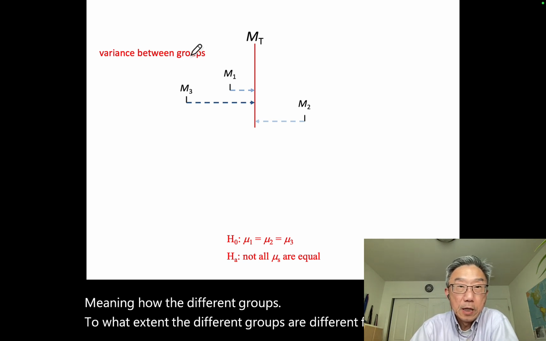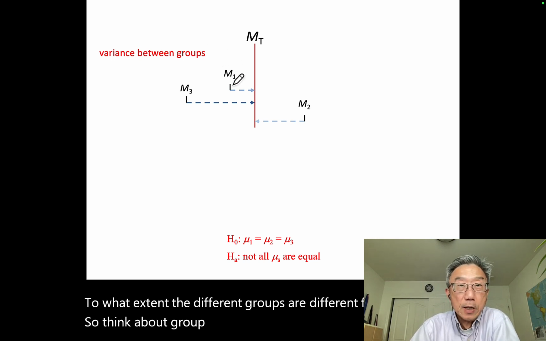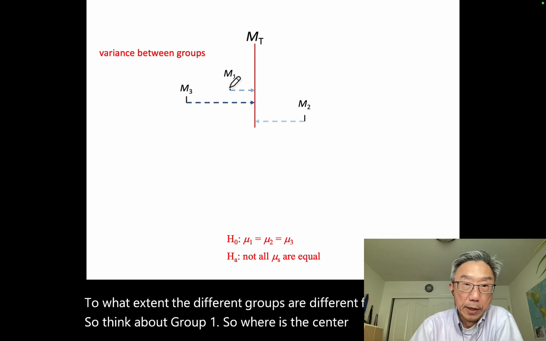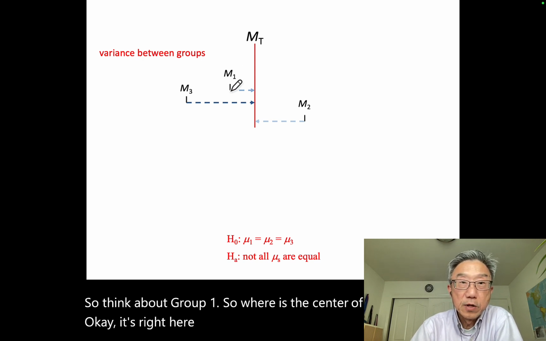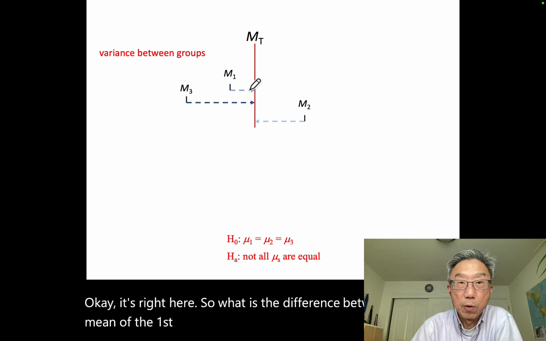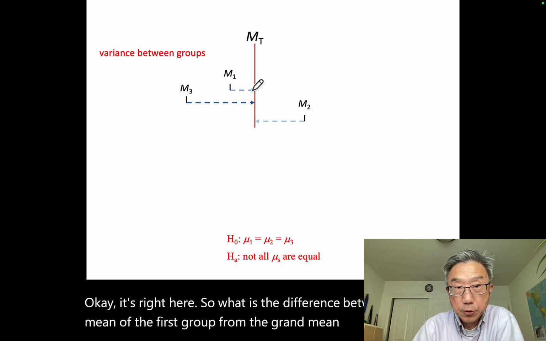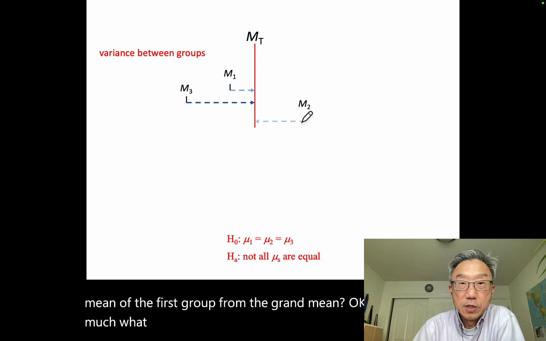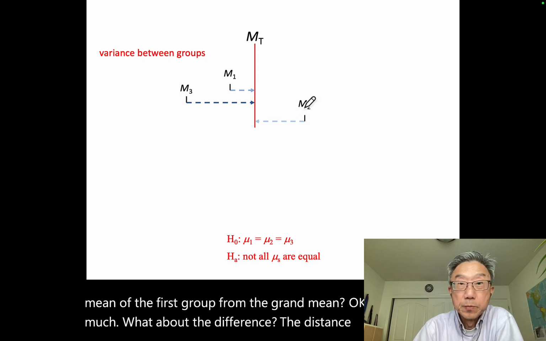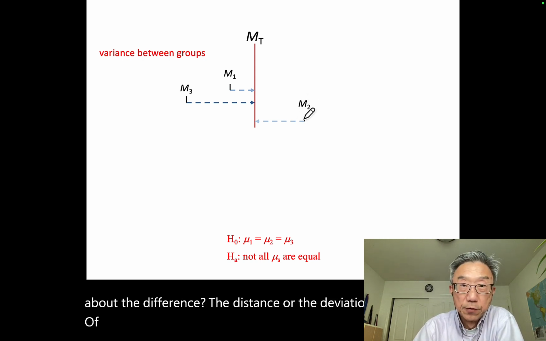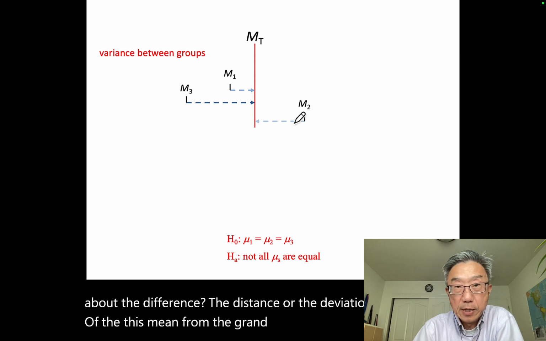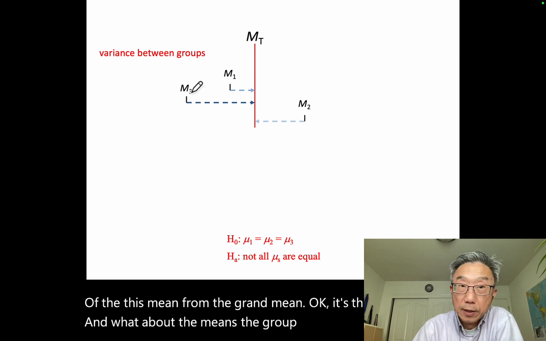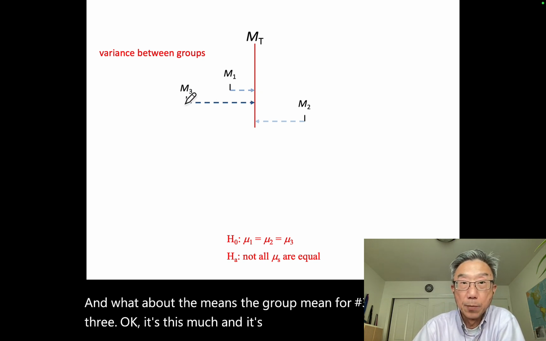So think about group 1. Where is the center of group 1? Okay, it's right here. What is the difference between M, the mean of the first group, and the grand mean? Okay, it's this much. What about the distance, or the deviation, of this mean from the grand mean? Okay, it's this much. And what about the group mean for sample number 3? Okay, it's this much, and it's obviously in the opposite direction, right?